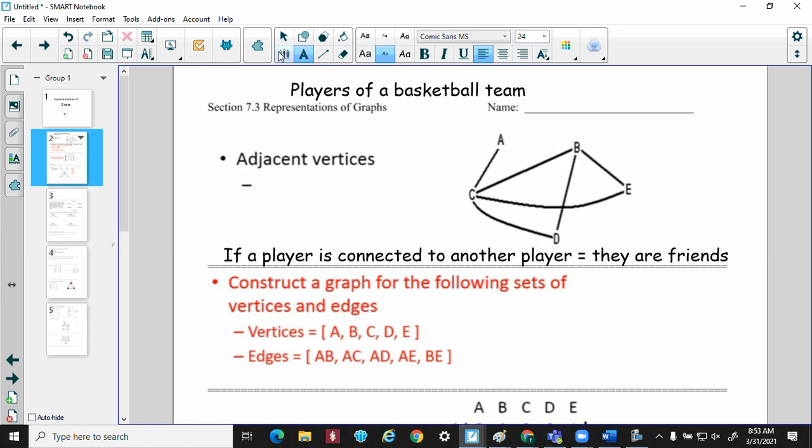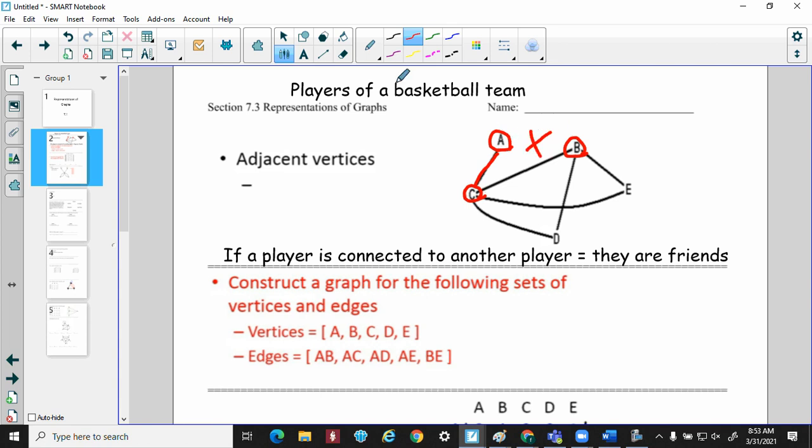So when you analyze this graph, you would say, okay, A is connected to C, that means A and C are friends. But if you notice, B is not connected to A, so that means you would say they are not friends. All right, very simple concept. Now, if I was to ask you a simple question of, hey, which player is the most friendly, or which player is friends with all the players on the team, you would say, oh, C, because C is connected to all the players.